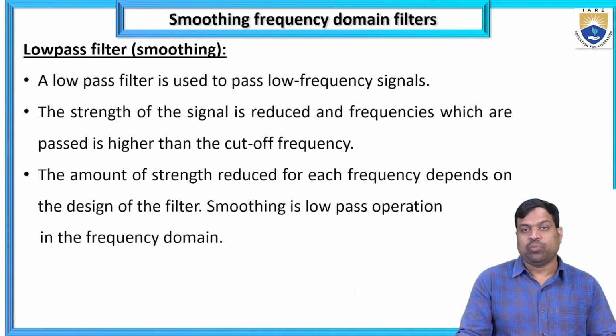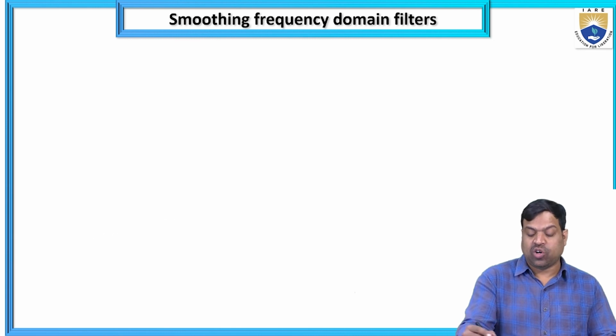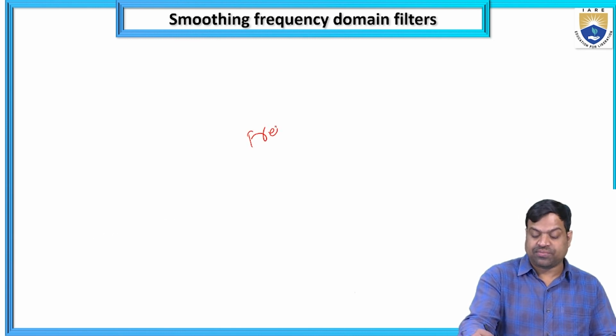So what is a low-pass filter? A low-pass filter is nothing but a smoothing filter. Already we know how many types of frequency domain filters there are.